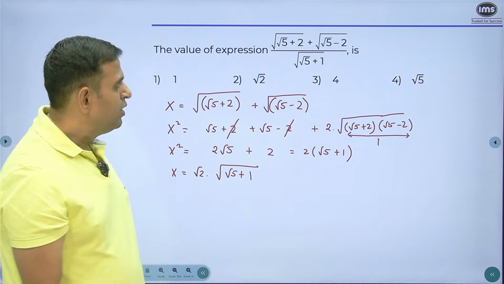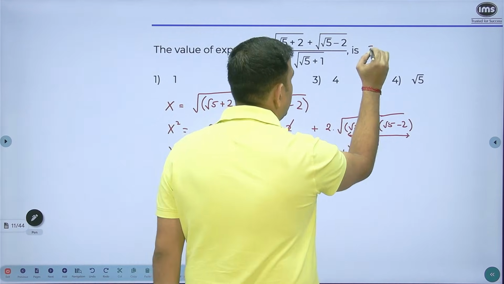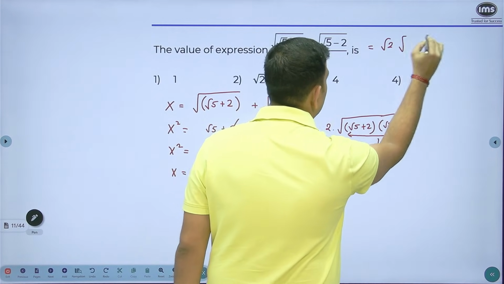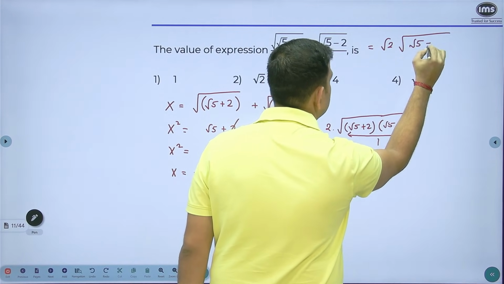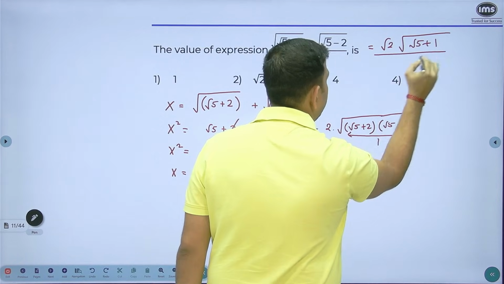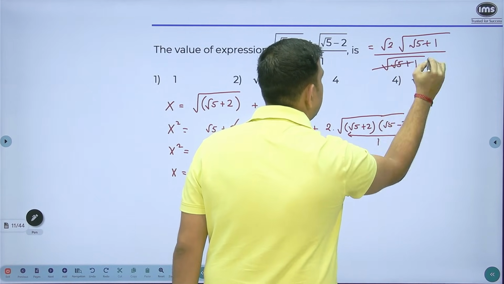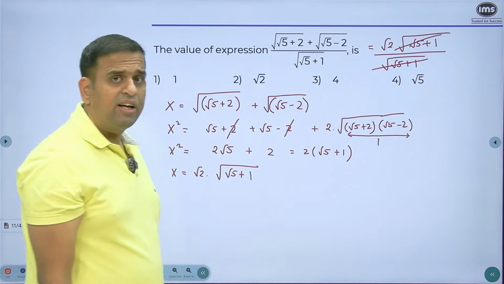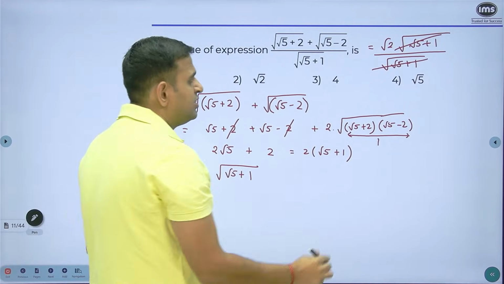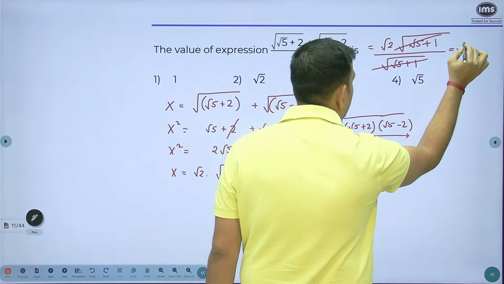That means the simplified value of this numerator came out to be root 2 times this term. So if I replace the numerator by root 2 times root of root 5 plus 1, whole divided by root of root 5 plus 1, this entire term will get cancelled out and we are going to find a simplified answer which is equal to root 2.